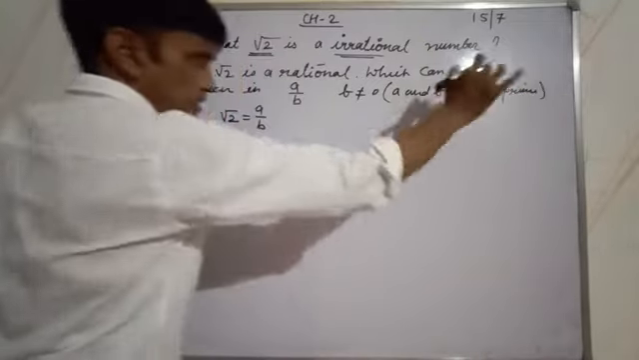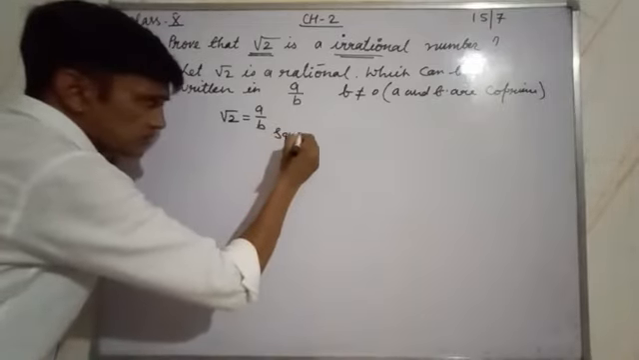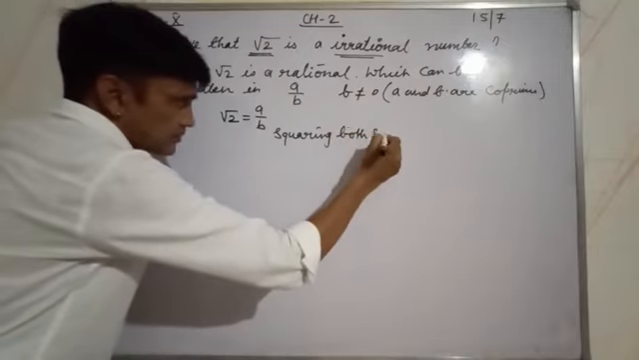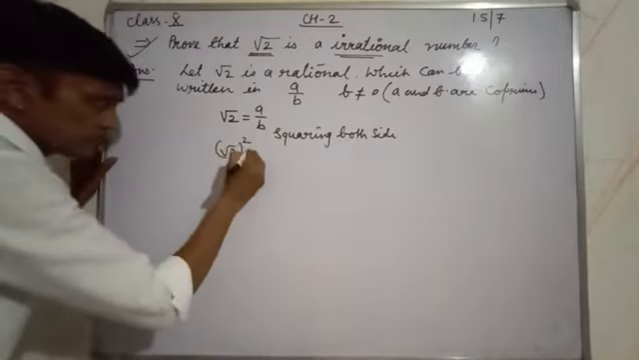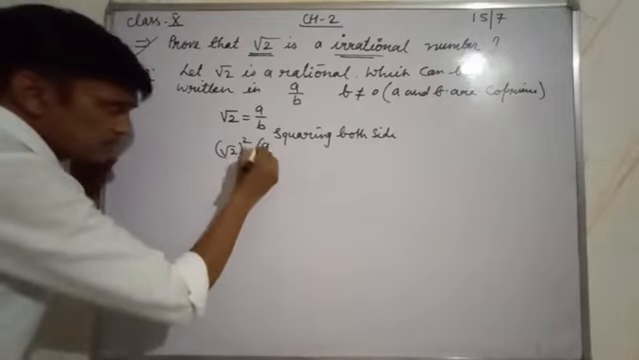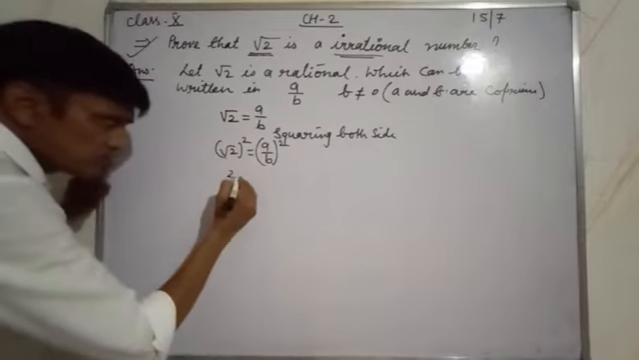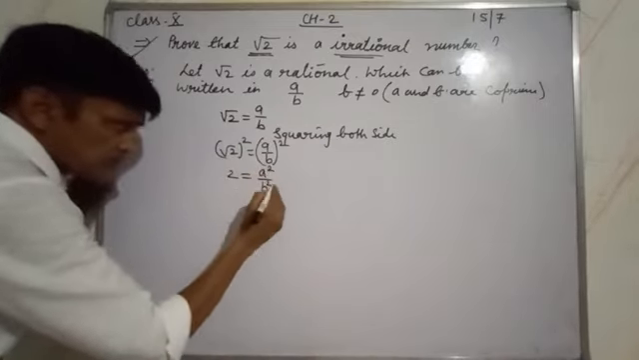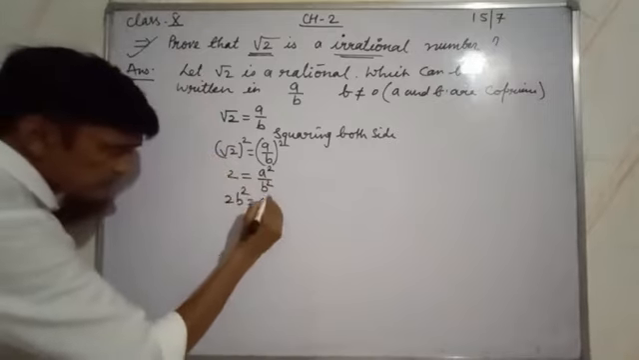This line is important to write. Okay, squaring both sides. When you square both sides, under root 2 squared is equal to a upon b squared. Under root 2 squared is 2, and a squared upon b squared. When you cross multiply, 2b squared is equal to a squared.